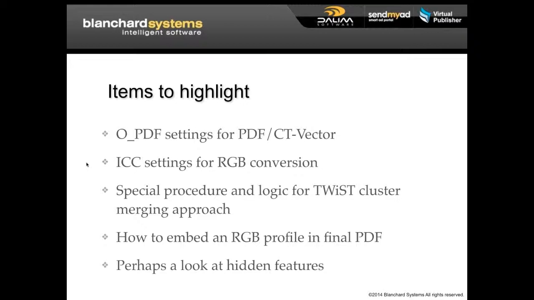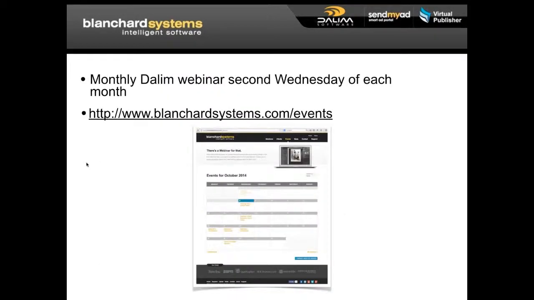The second item from the bottom is one that I think we had a question about recently from a customer, specifically how to embed an RGB profile when you're using this PDF CT vector option, and it appears there is a way. I think we were led to believe previously that it couldn't be done. And there are some hidden features we might get around to showing you.